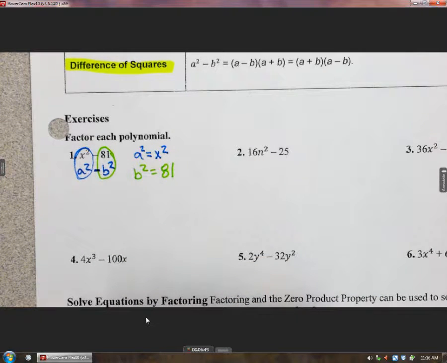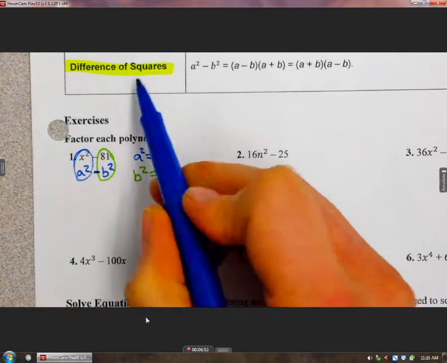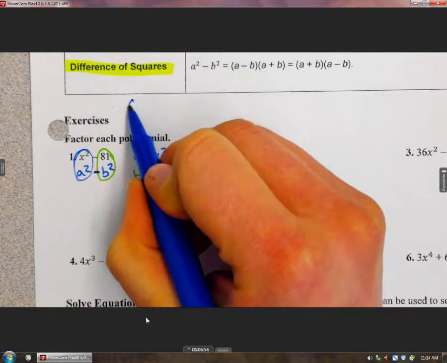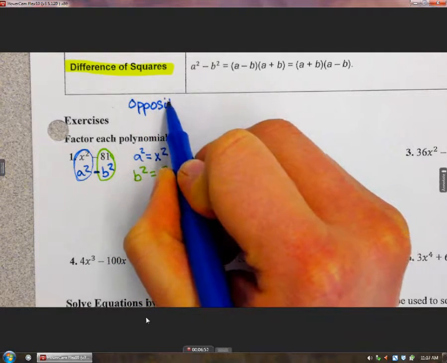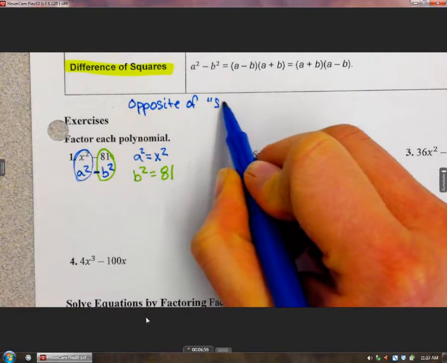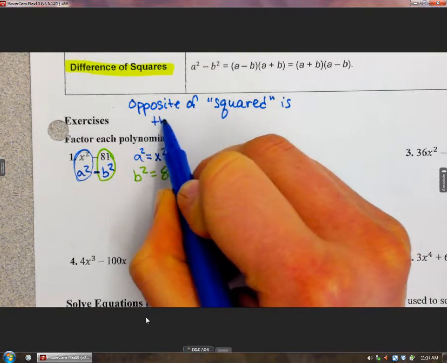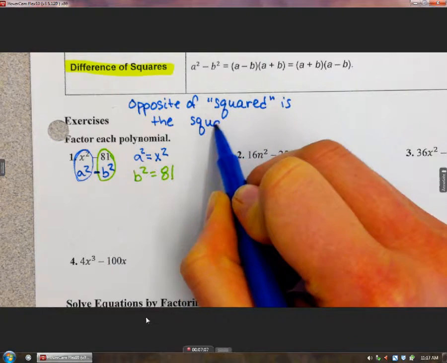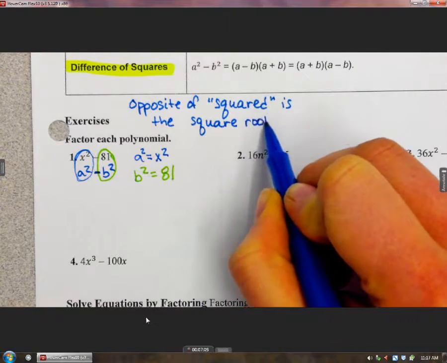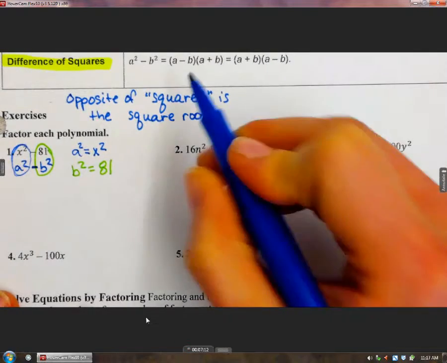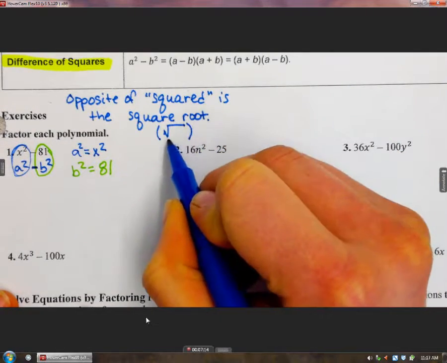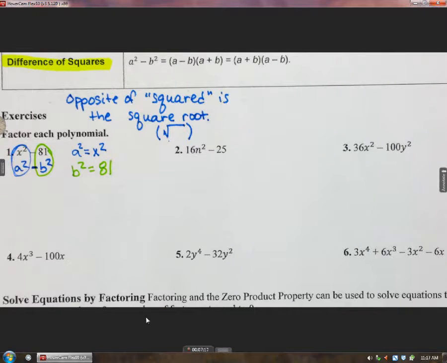To get a by itself, the opposite of a squared, you might want to write this down, opposite of squared is the square root. And that's this little radical. Remember the radical symbol we talked about? If you had me as a teacher last trimester, we talked about a radical. And I had a big, huge one in my room that you could stand underneath, kind of like that house.